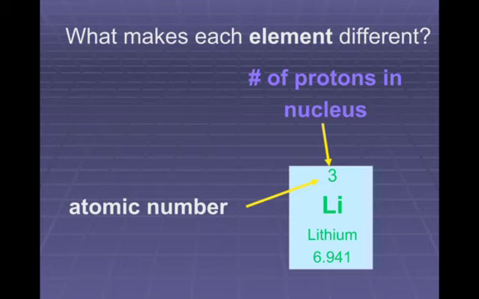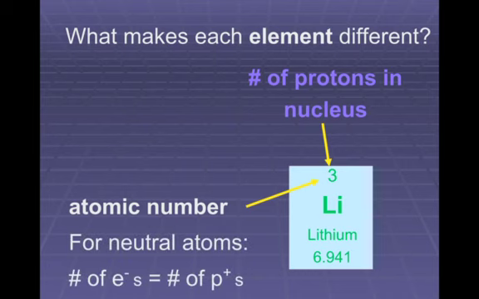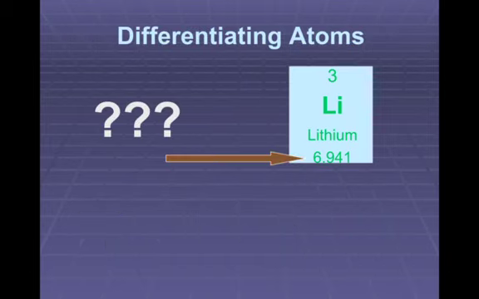So this means that, for example, lithium has 3 protons, every lithium atom. It's also important to note that for neutral atoms, the number of electrons is equal to the number of protons, so the positive and negative charges balance out.